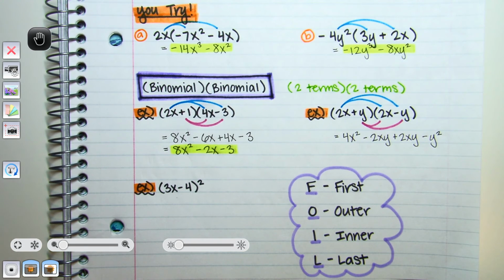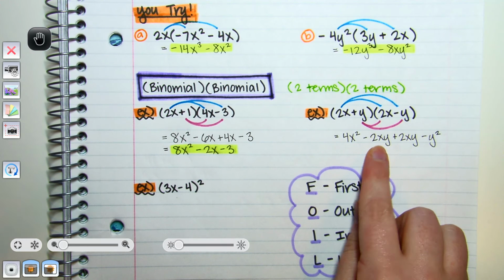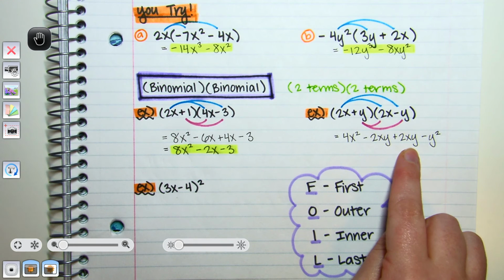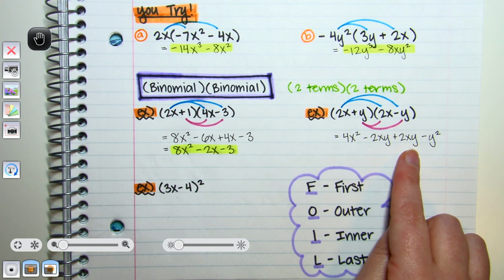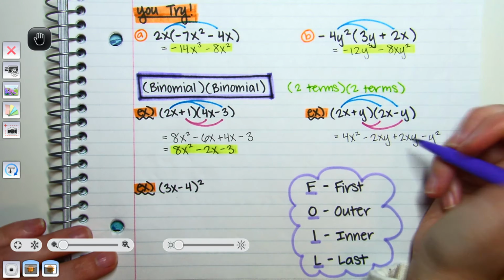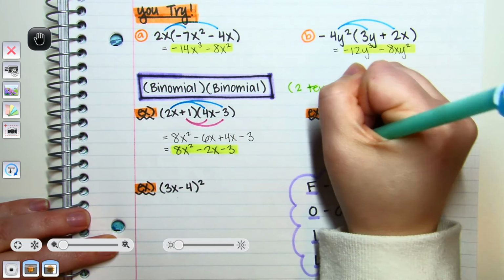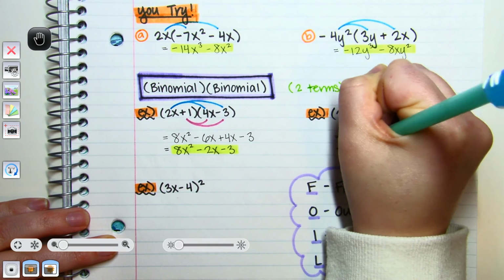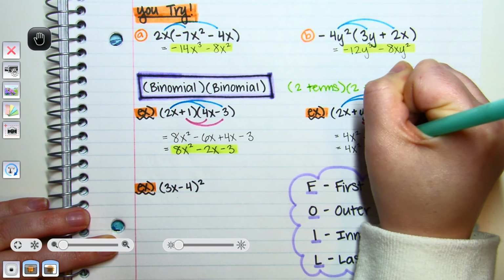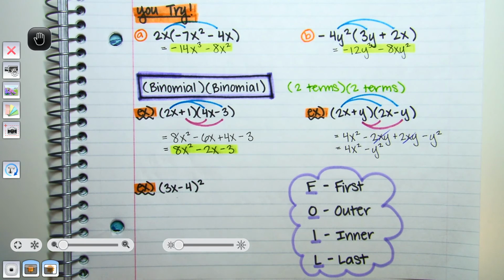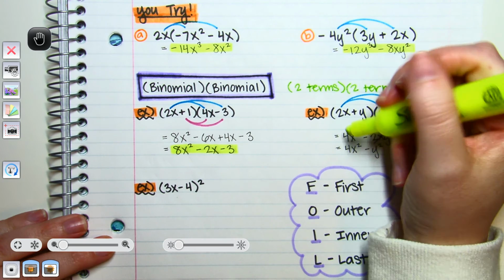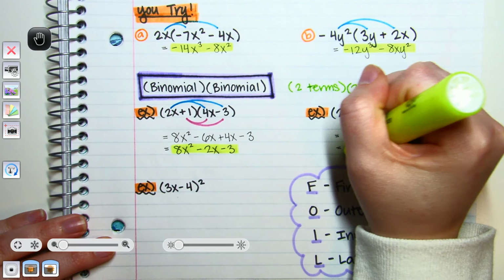So now here, when I look at my like terms, I have a negative 2xy and a positive 2xy. These are actually going to cancel each other out because they are opposites. So these cancel each other out. And I'm left with just 4x squared minus y squared. And that is our answer.